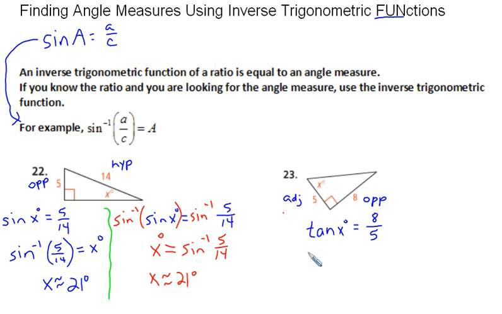So let's put this in our calculators. The inverse tangent of 8 over 5, because that's going to be equal to my angle measure x. So the inverse tangent of 8 over 5, and then I'm going to round to the nearest degree, and that gives me approximately 58 degrees. Are you checking that on your calculator? Approximately 58 degrees.